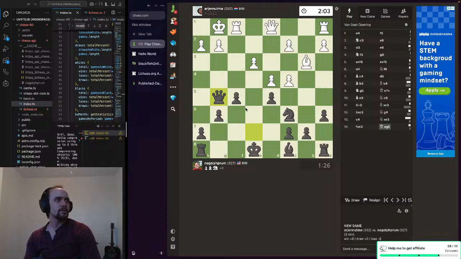And that puts me up a piece, unless I'm blundering something, which luckily I didn't. King in the center, kind of scary, but I gotta move my knight. Is there a way they could check me and then... Not really, their own pieces are in the way. I could just do this to block the check. Potential check.